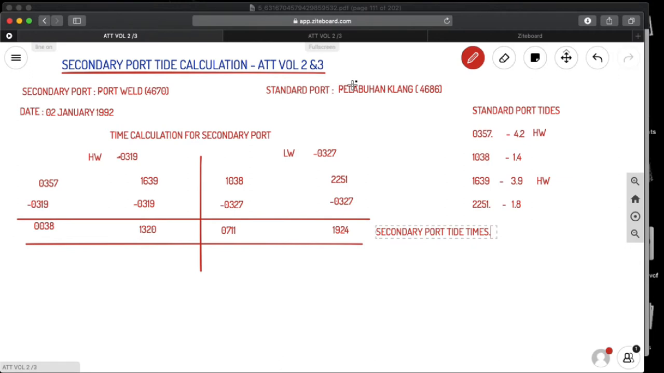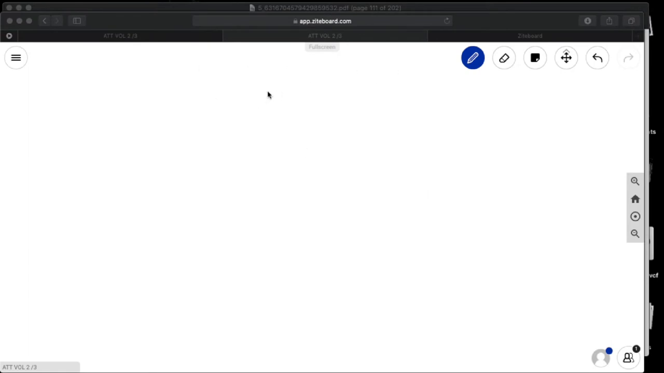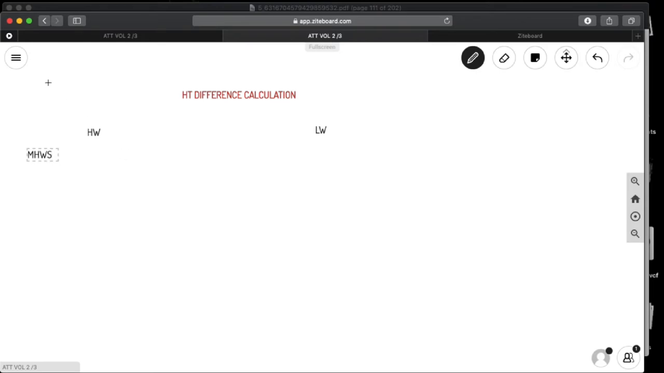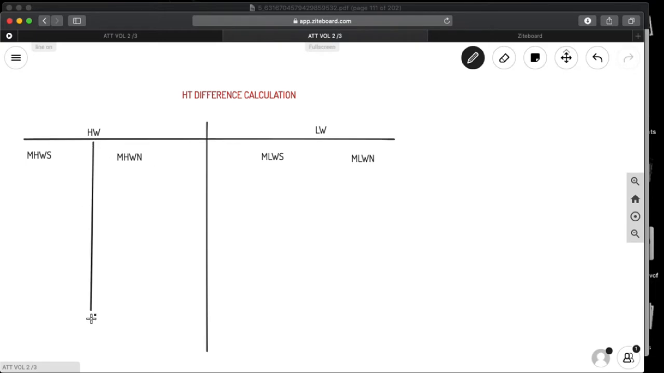So now let's go for the calculation of height. Height differences. We're going to do the calculation for height differences. Since we have high water and low water, for the high water we have mean high water springs and mean high water neaps, which we get from the ATT. Similarly, we have mean low water neaps and mean low water springs. We have the high water and low water separately.